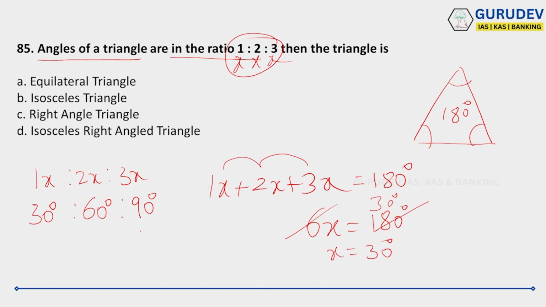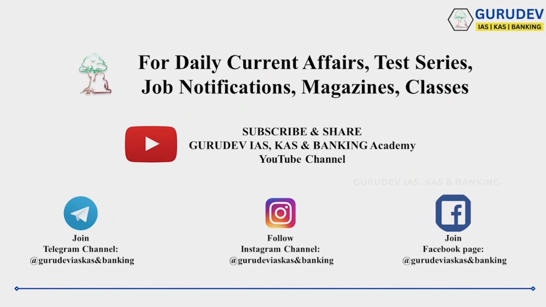One thing you observe over here, my dear aspirants, 90 degrees, when will the 90 degrees come? When it is a right angle triangle. So option number 3 will be the right answer, because we have 90 degrees in the ratio. So option number 3, that is right angle triangle, is the right answer.